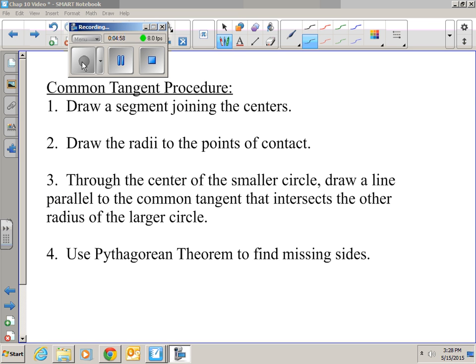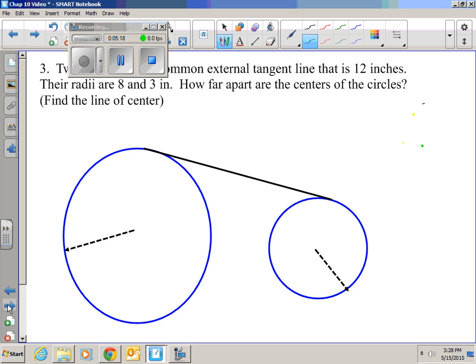Second, draw radii in both of the circles to the points of contact. Remember, those are going to be right angles. Then there's the hard part: through the center of the smaller circle, draw a line that's parallel to the common tangent, but intersects the radius of the larger circle. Then we're going to use the Pythagorean theorem to find what we're missing.